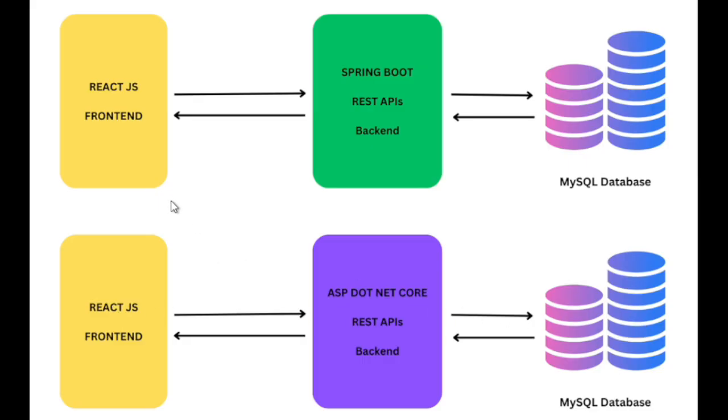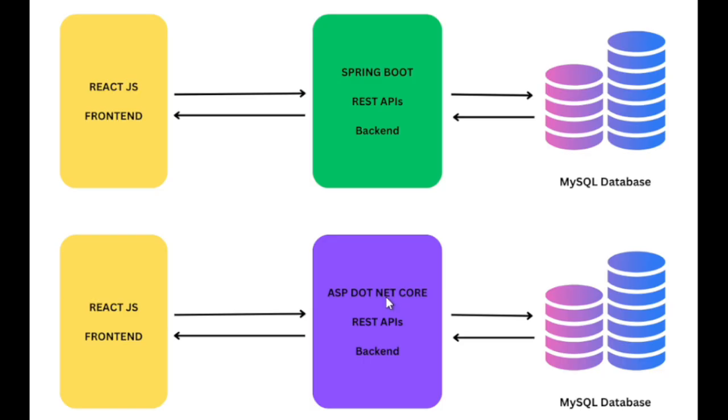Earlier for our online grocery shopping system, for the front end we had used React.js, and for the backend Spring Boot REST APIs, and we had used a MySQL database for storing all the data. But now here, we have used the same React.js for the front end, but we have changed the technology from the Spring Boot application to the ASP.NET Core application. And one more thing, the same database will be connected to this application.